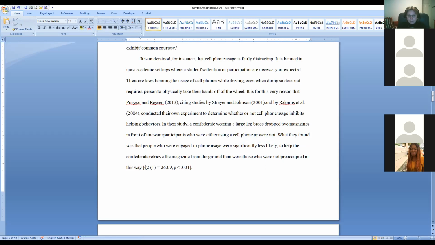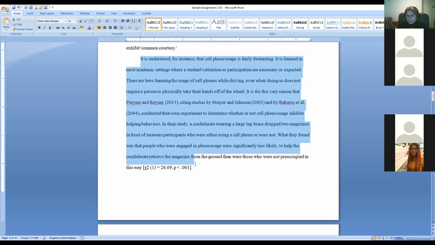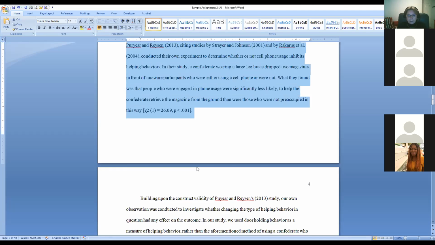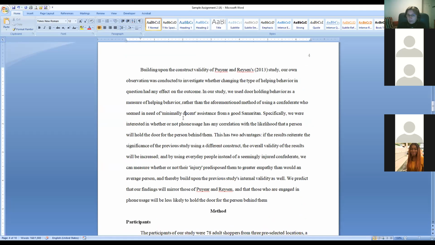So that's the predictive variable. And this is what they found, right? They found that there was a huge effect whether the person was on the phone or not in terms of his or her helping behavior. So see, it's just one paragraph. That's all you need.